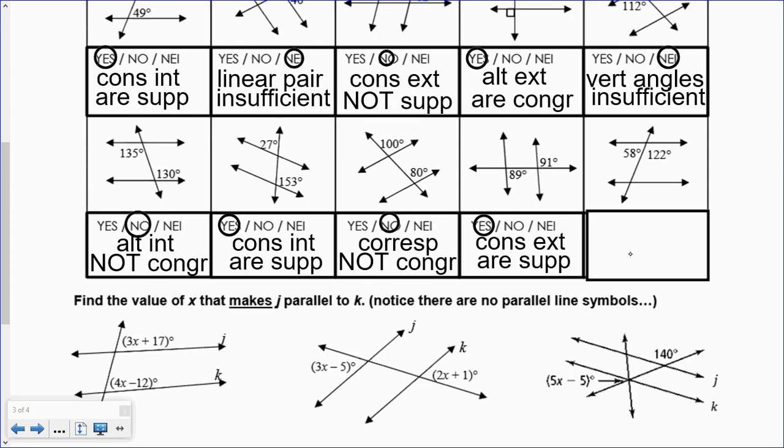It's not enough information because they're a linear pair. Linear pair are insufficient to prove that lines are parallel. So make sure you're looking out for those. The vertical and the linear pair, those are not going to prove parallel. It's not enough information.